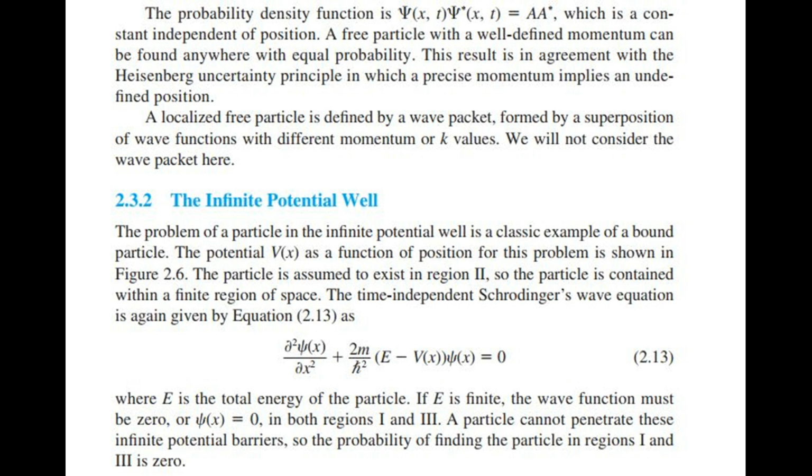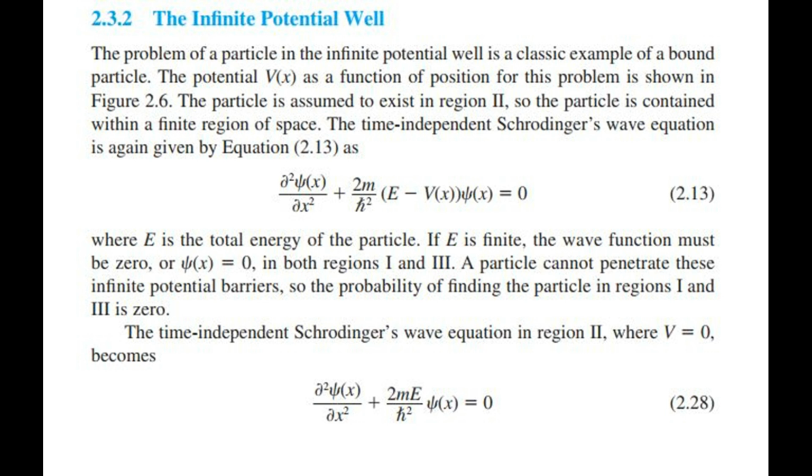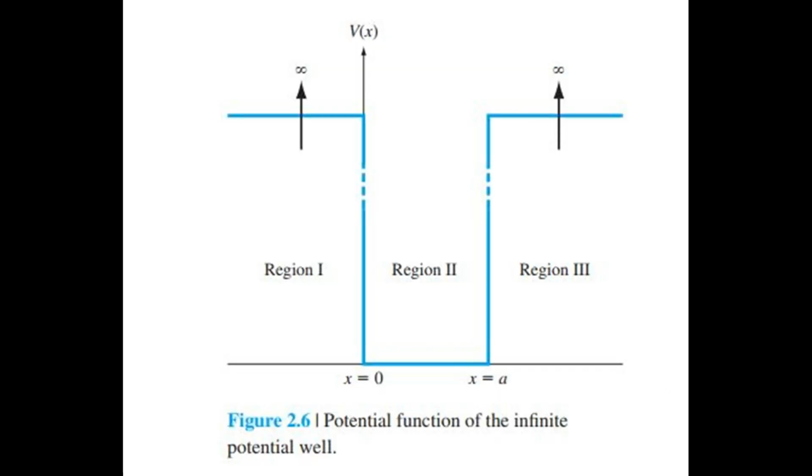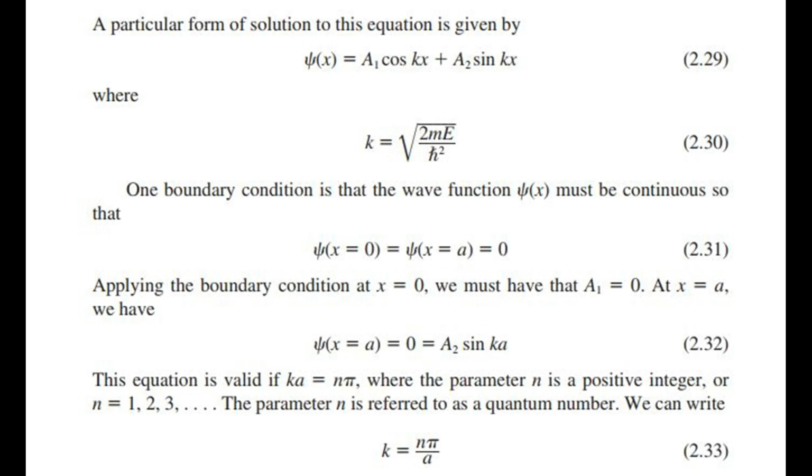A particle cannot penetrate these infinite potential barriers, so the probability of finding the particle in regions I and 3 is 0. The time-independent Schrödinger's wave equation in region 2, where V = 0, becomes the equation shown in figure 2.6, the potential function of the infinite potential well. A particular form of solution to this equation is given. One boundary condition is that the wave function ψ(x) must be continuous, so that, applying the boundary condition at x = 0, we must have that A1 = 0.